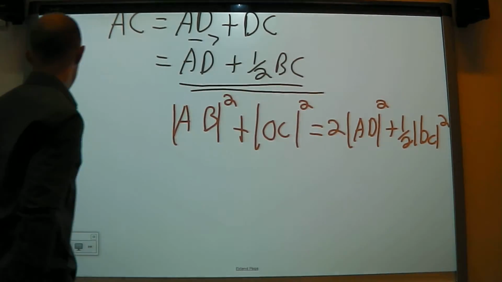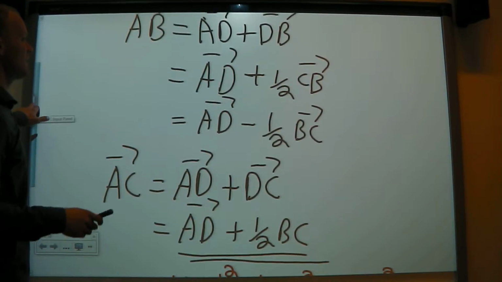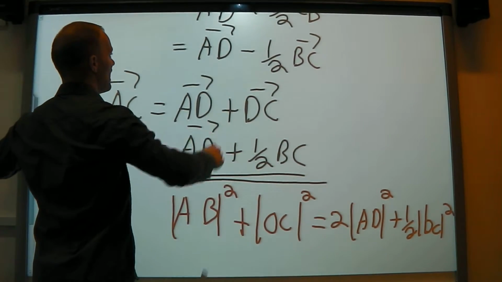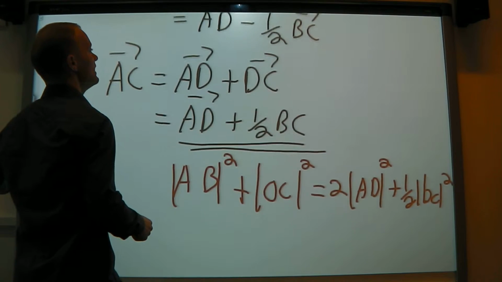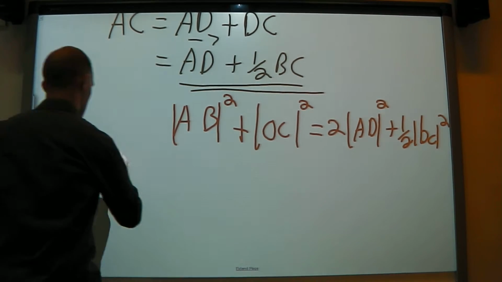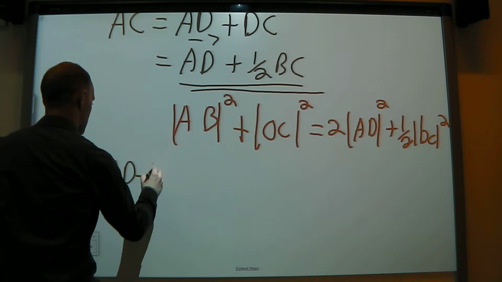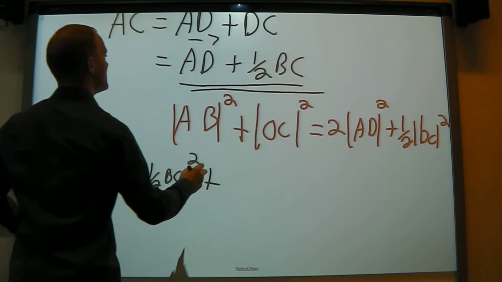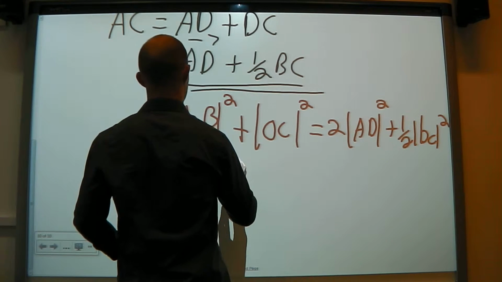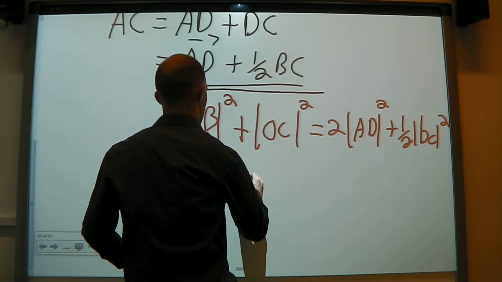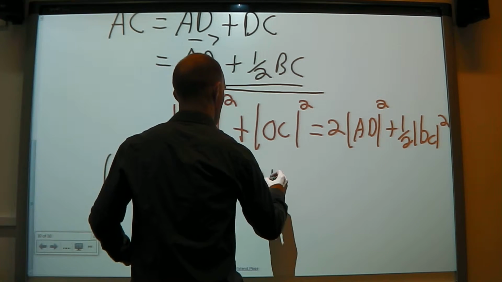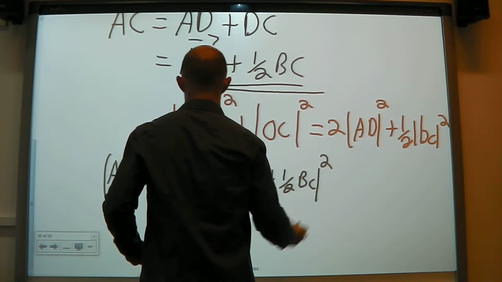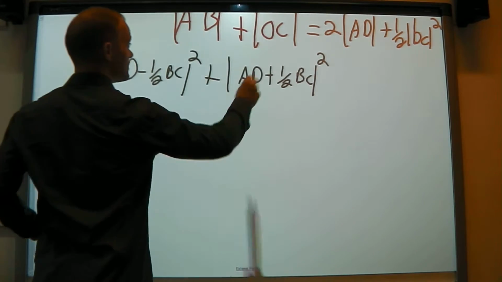Alright, so what we do here, we have our AB and our AC. It's kind of given in that question. So AB is equal to AD minus half BC, all squared, plus our AC is equal to AD plus a half BC, all squared.